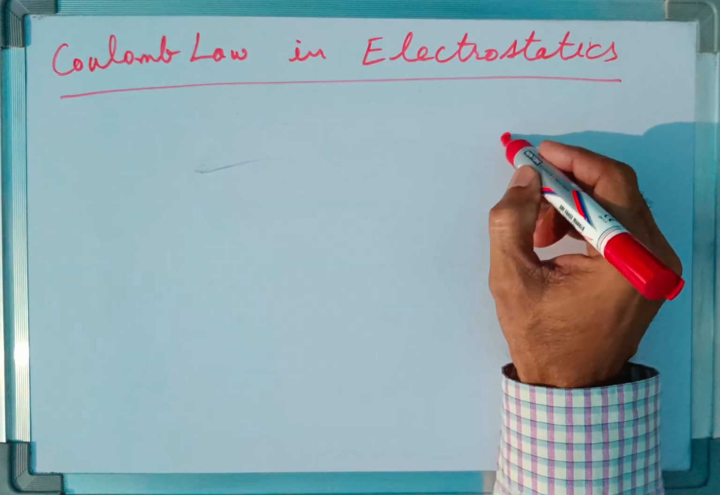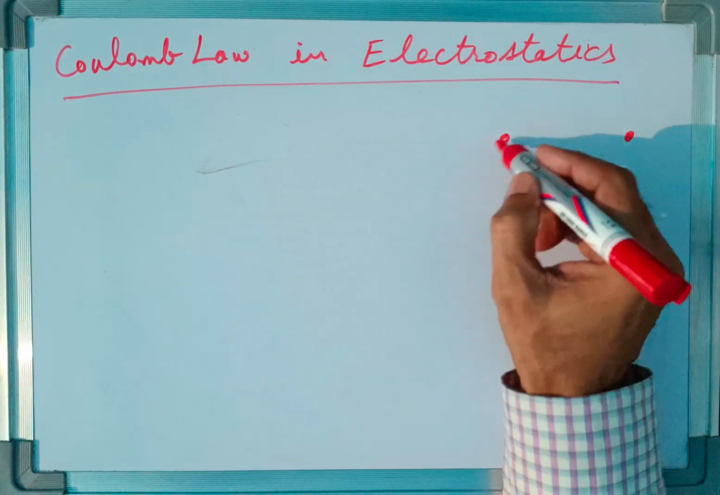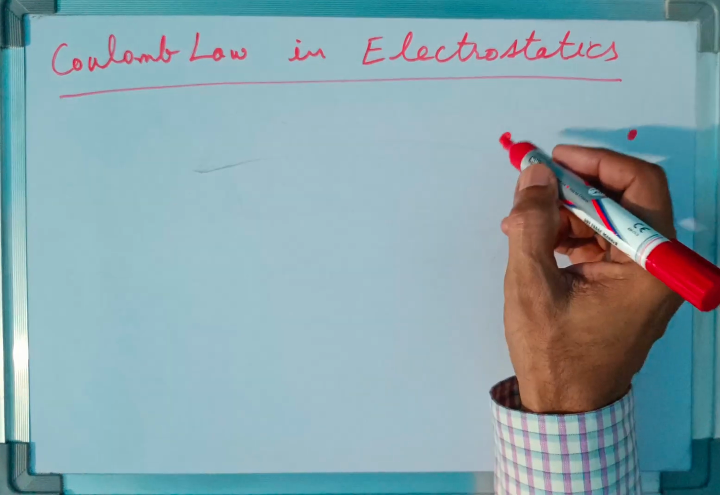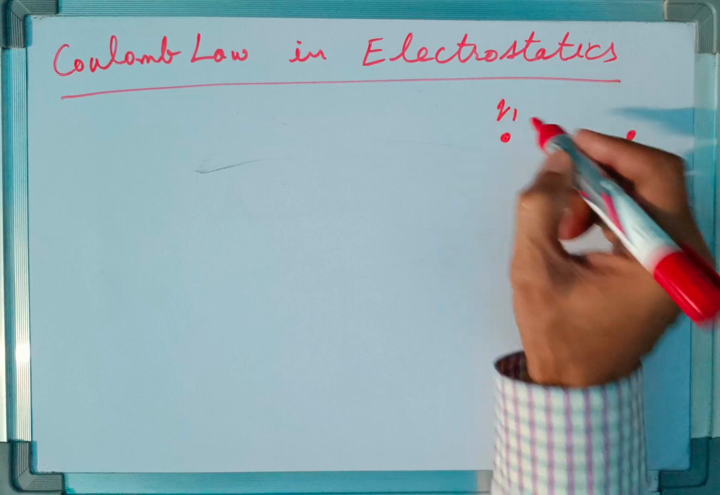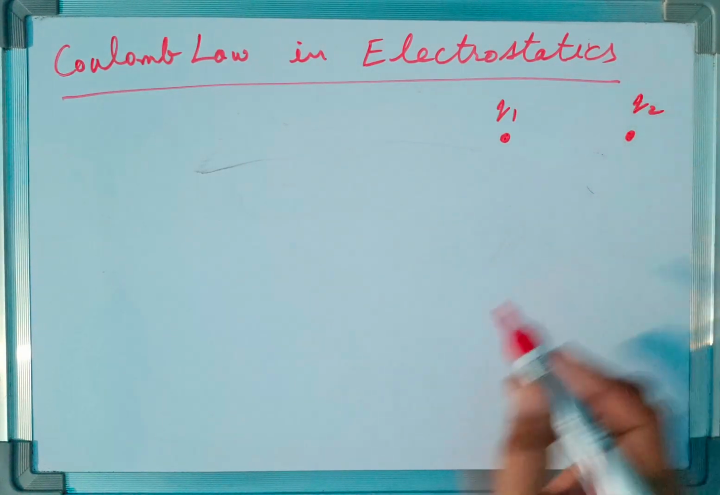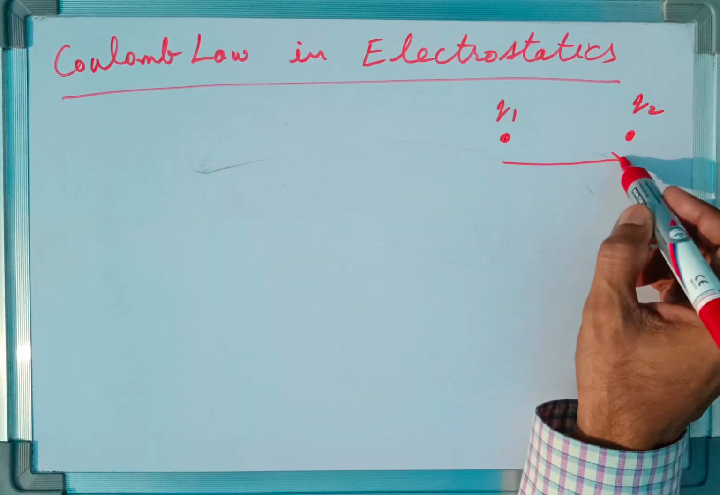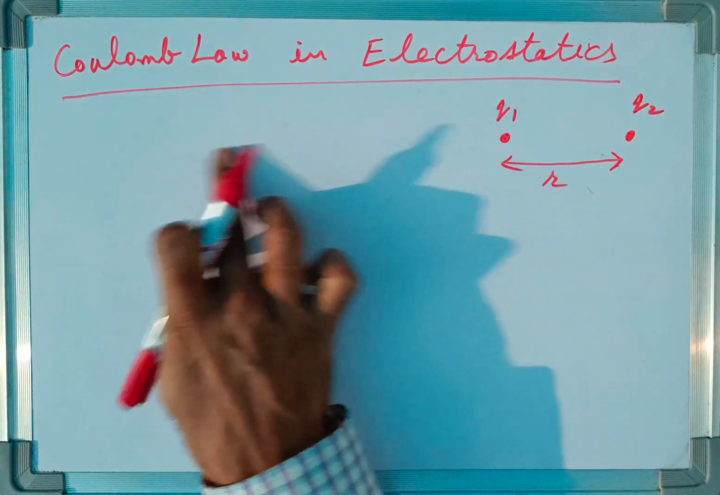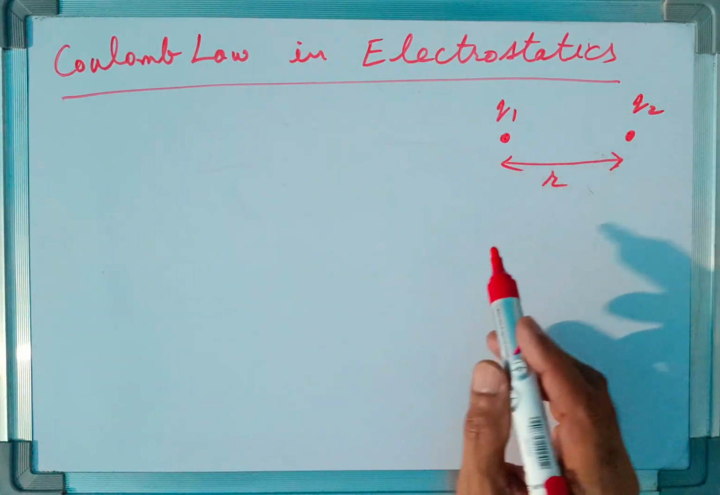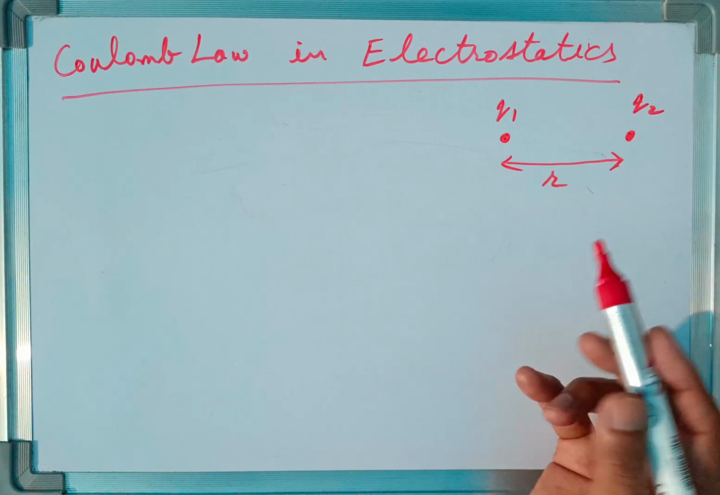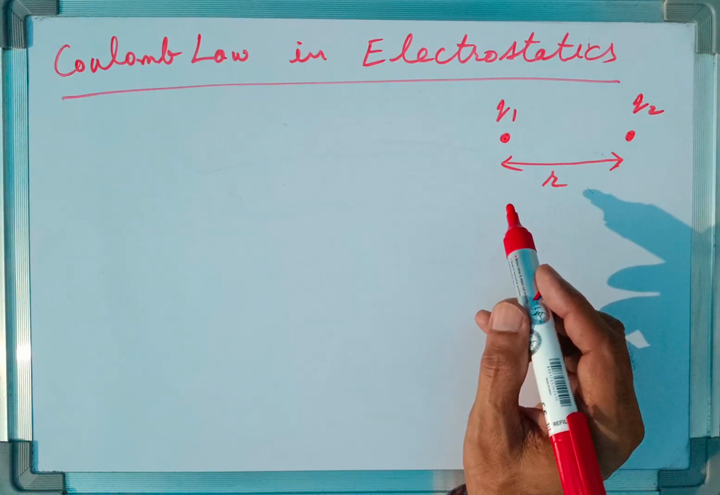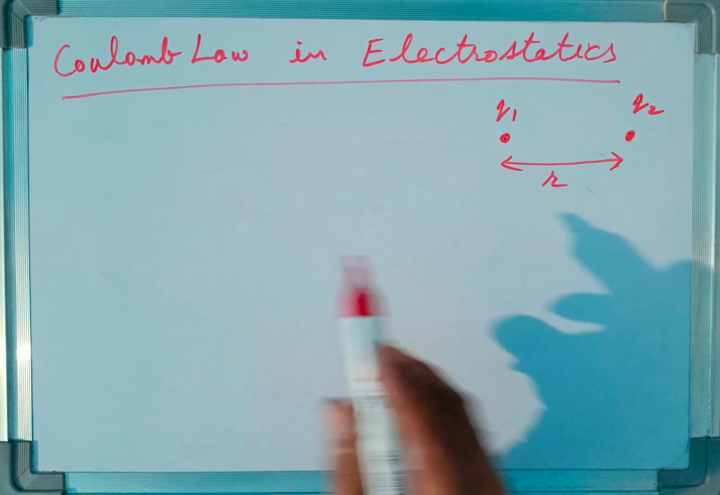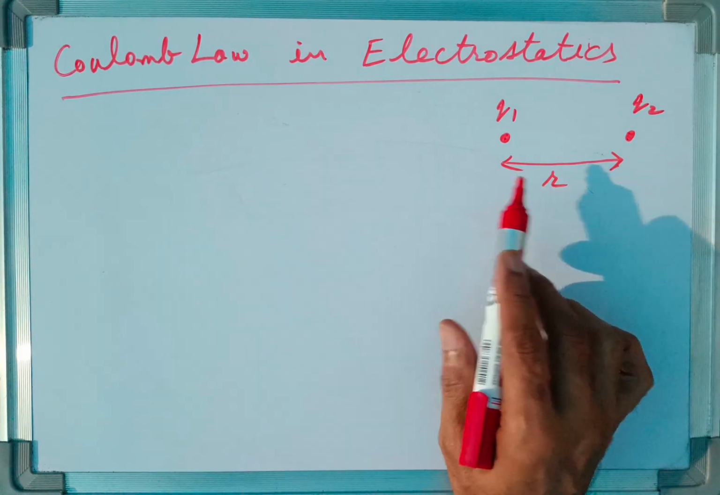Suppose we have 2 point charges. Point charges means very small bodies having charge on them. Suppose one body has charge Q1 and the second body has charge Q2, and these two are separated through some distance r. If these two charges are similar, they will repel each other. If they are having opposite signs, they will attract each other. Coulomb's law tells us what will be the magnitude of force of attraction or force of repulsion between two point charges.